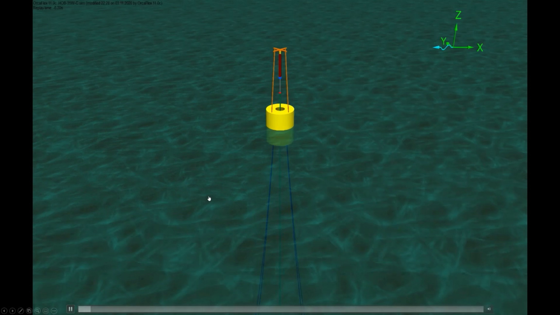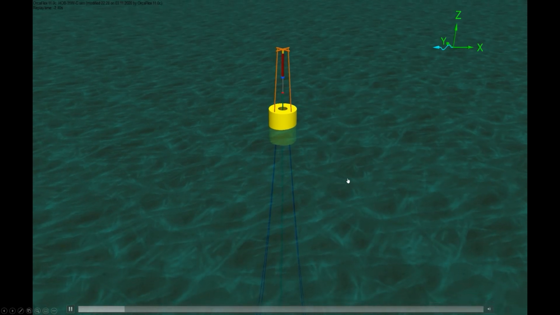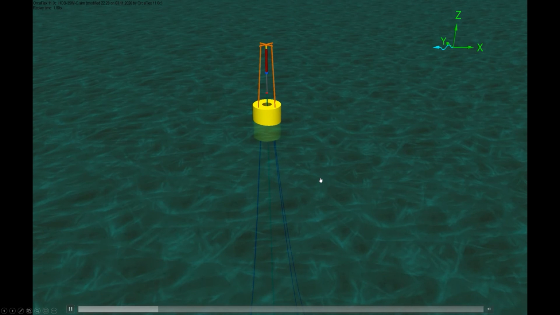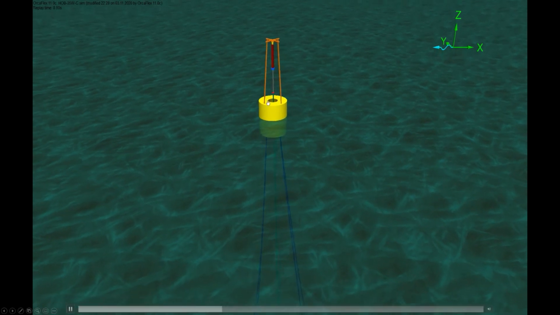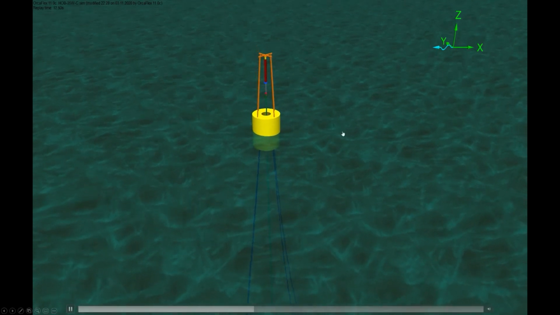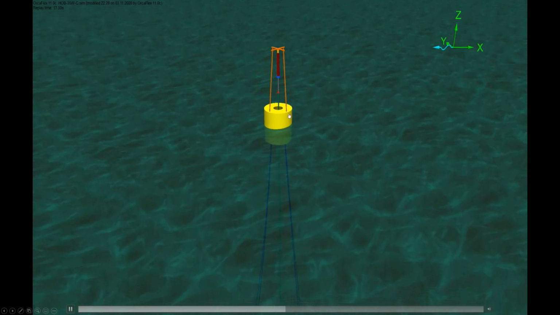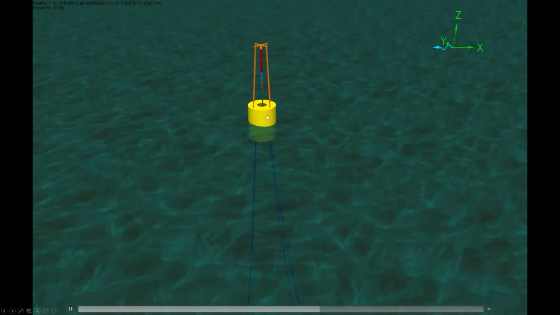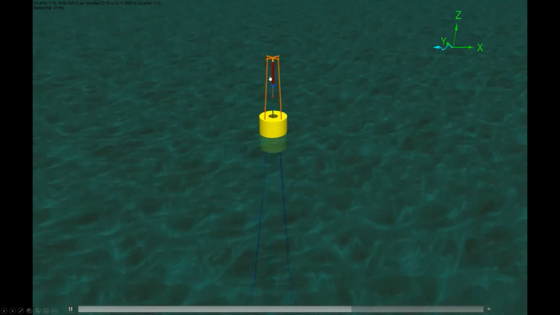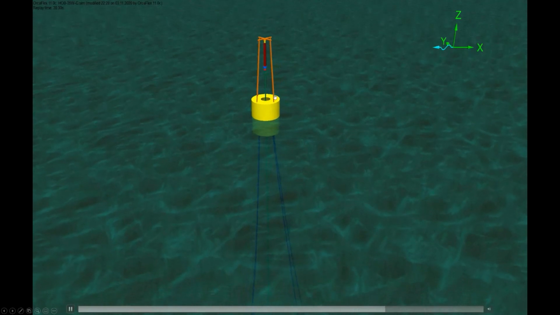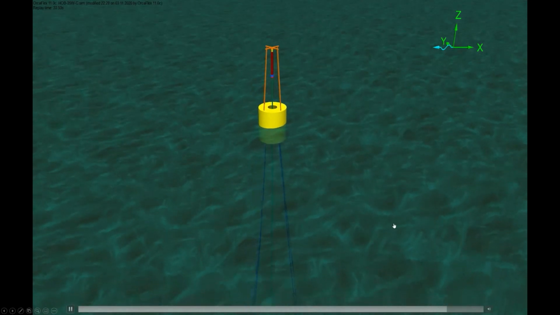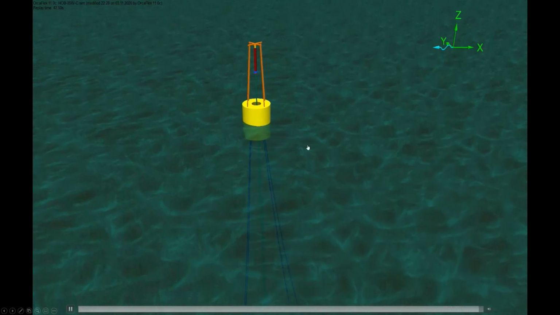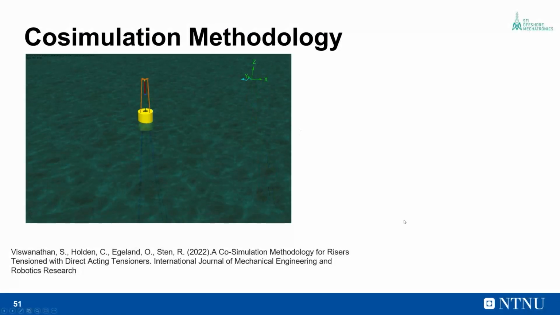So initially the riser is in the connected condition and the system is responding to the waves. In the third cycle, the riser is going to be disconnected. So in the next cycle, it's going to be disconnected. As it is disconnected, the DAT cylinder retracts and the top end of the riser hits the DAT cylinder. And again, the system continues to respond to the waves.